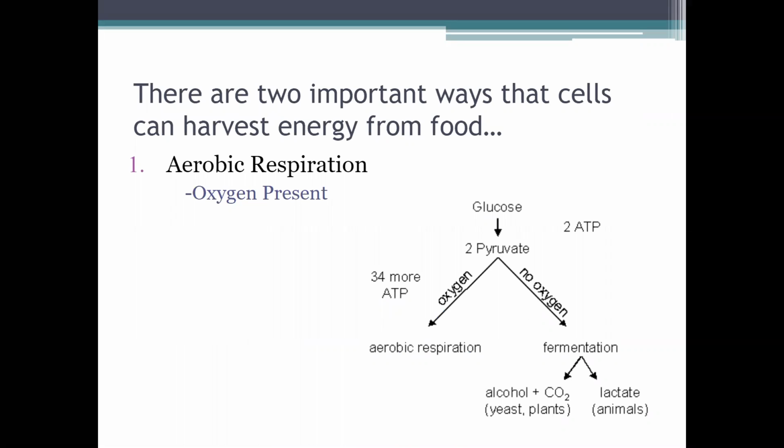So cells can harvest energy from food in a couple of different ways, or to simplify, they can perform cellular respiration a couple of different ways. Our first way is known as aerobic respiration. And that means that oxygen is present during aerobic respiration. So you can kind of think of that: aerobic sounds like air, so oxygen's in the air. So if it's respirating aerobically, you're going to have oxygen.